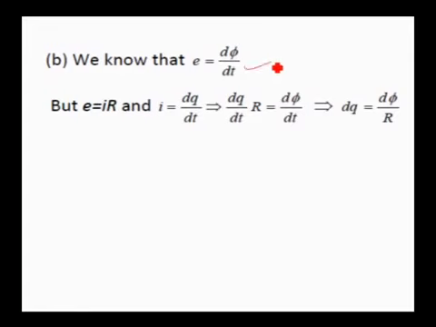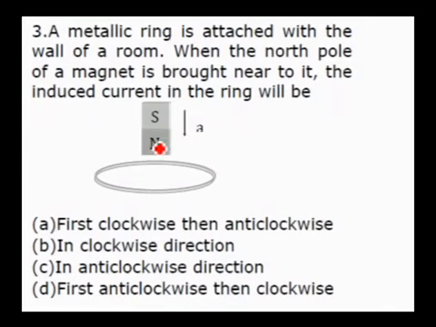Taking the equation of E as d phi by dt, and substituting current as dq by dt, we get finally dq as d phi by R. That shows the charge induced does not depend on time, it depends on the resistance and the flux change. Now look at a magnet here.